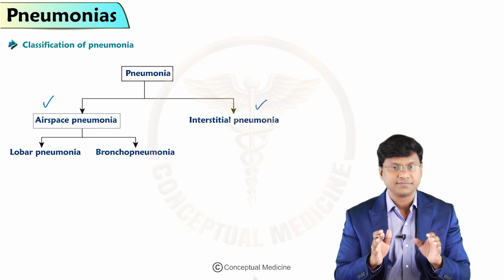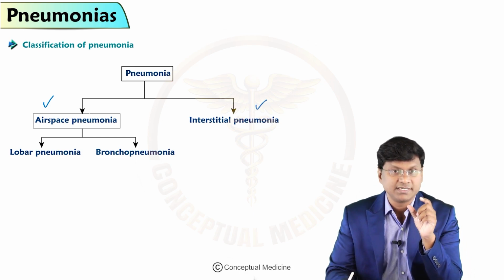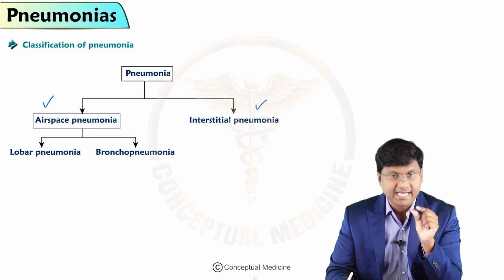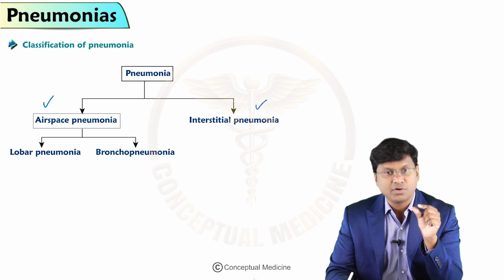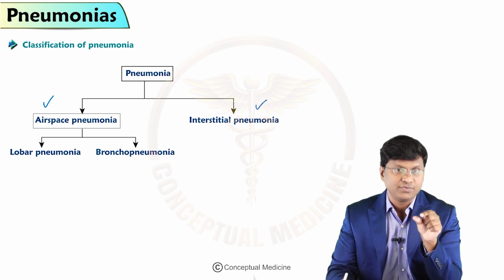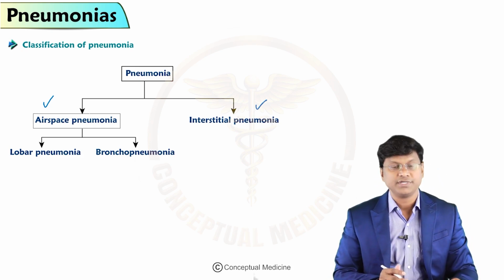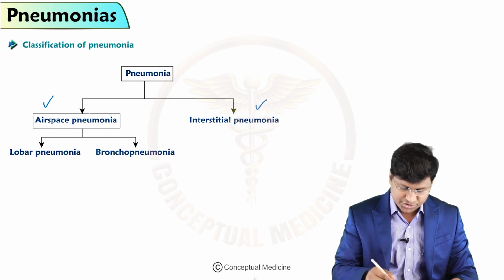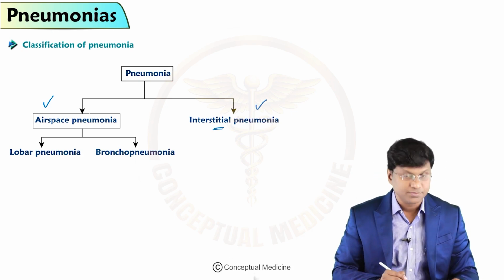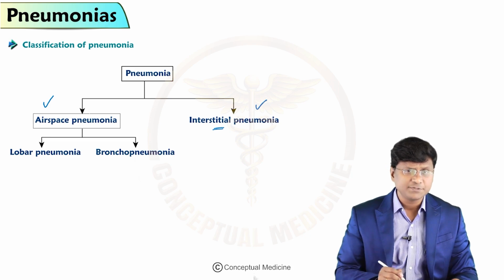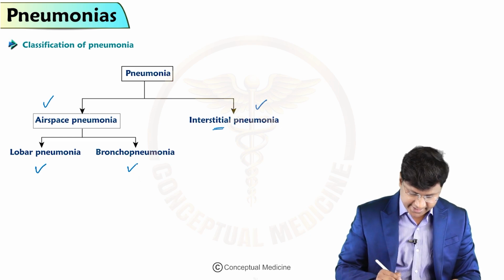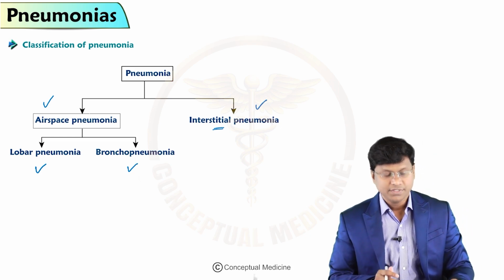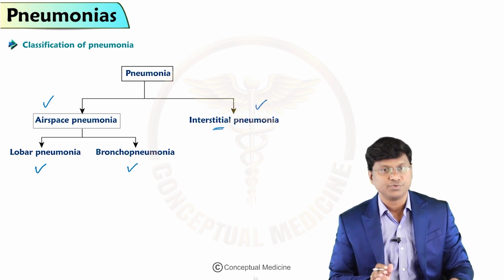Because if you take the lung, what does the lung contain? That is lung parenchyma, that is alveoli, as well as the interstitium. So if it is inflammation of the airspace, that is alveoli, that will be your airspace pneumonia, and if it is inflammation of the interstitium, that will be interstitial pneumonia. And this airspace pneumonia is again classified into lobar pneumonia as well as bronchopneumonia.